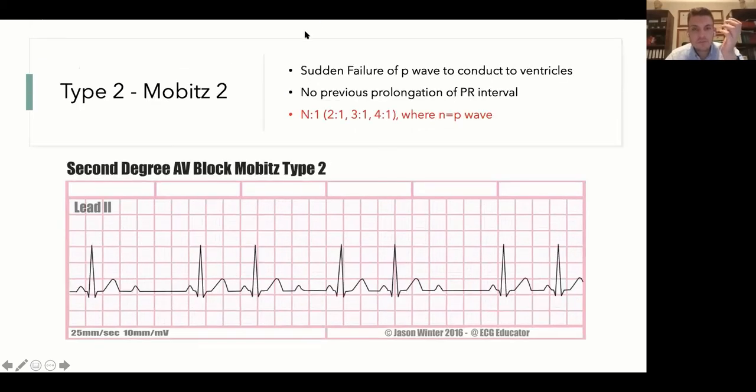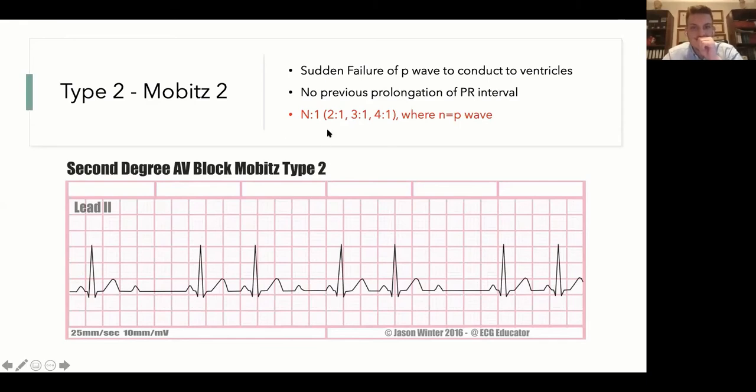Mobitz 2, again, will have an absence of a QRS. We'll have the presence of a P wave and an absence of a QRS. So you can see, one P wave is here, but there is no QRS. 1, 2, 3. And again, the difference between Mobitz 1 and Mobitz 2 will be the expression of it mathematically.